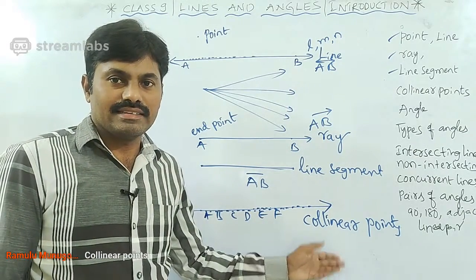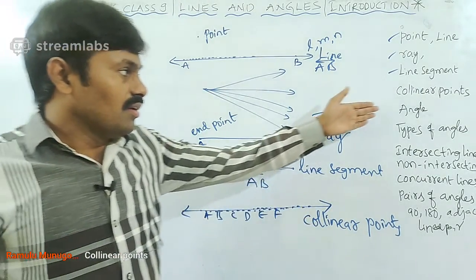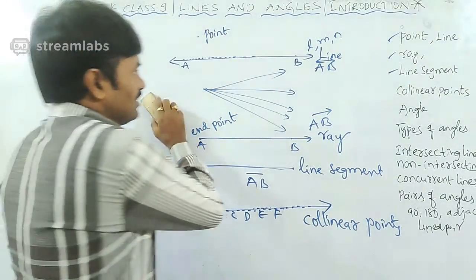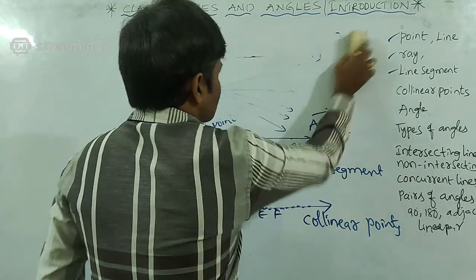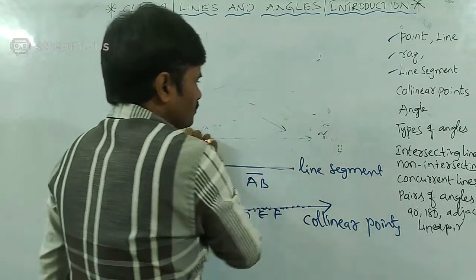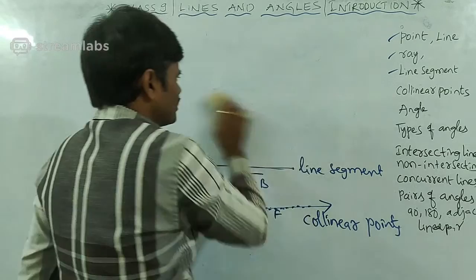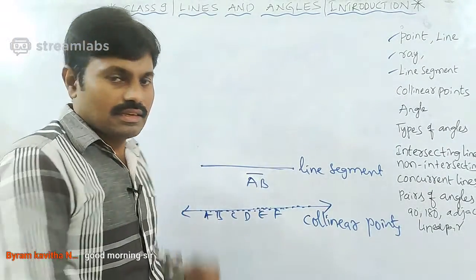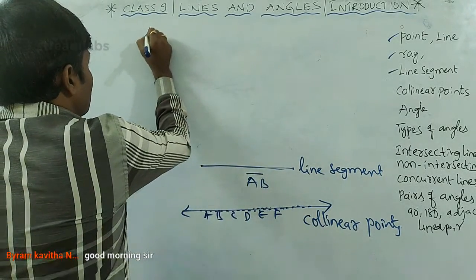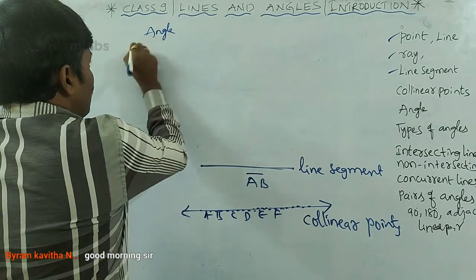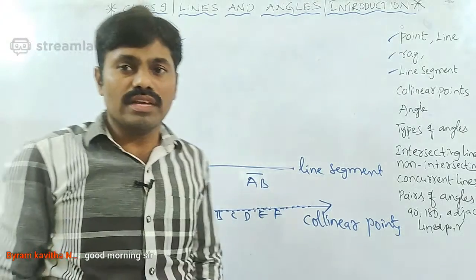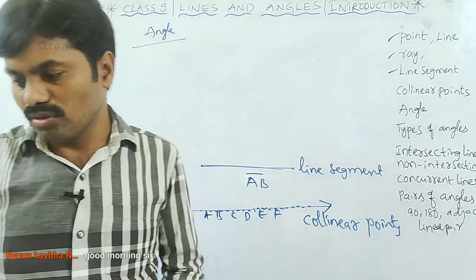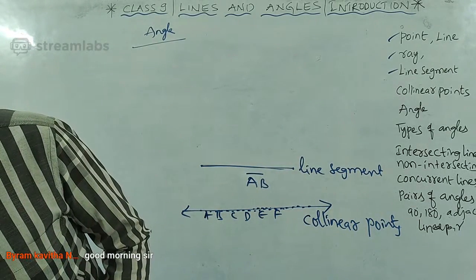Okay, clear. Now, what about angle? What is an angle? So here angle means, for example, if you take two rays. If you have two rays passing through the same common point.